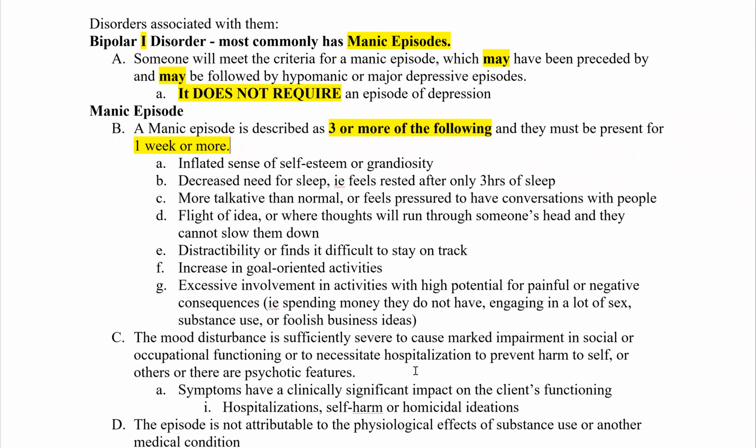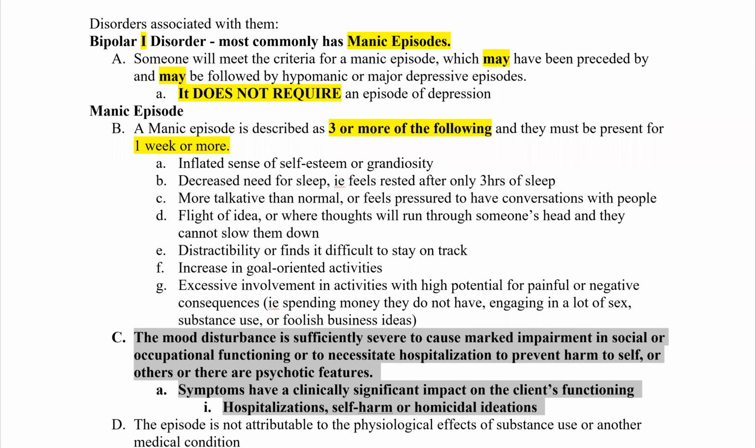So the specifiers here: the mood disturbance is sufficiently severe to cause marked impairment in social or occupational functioning, or to necessitate hospitalization to prevent harm to self or others, or they have psychotic features. Stated in an easy way, symptoms have a clinically significant impact on the person's functioning, hospitalizations, self-harm, or homicidal ideations. And this is going to be the second way to differentiate bipolar 1 from bipolar 2.